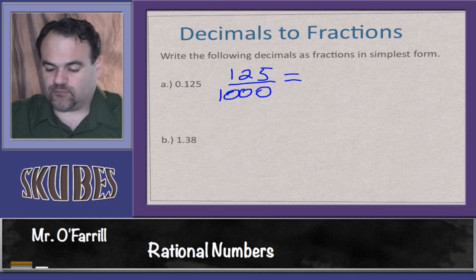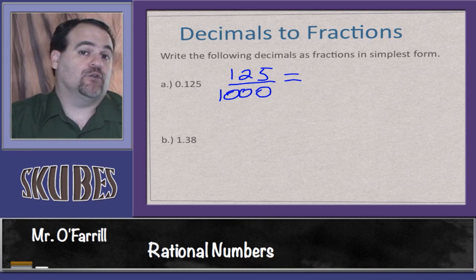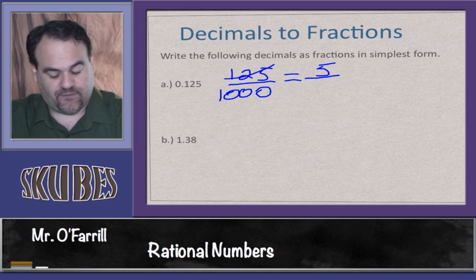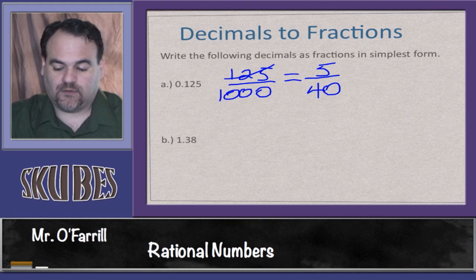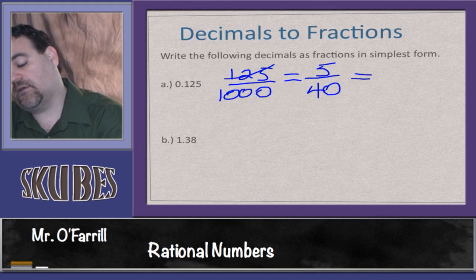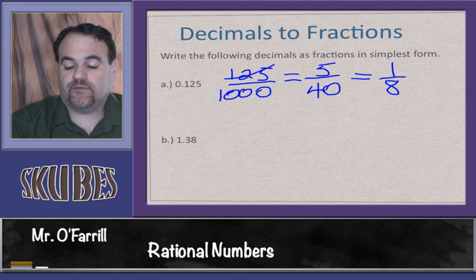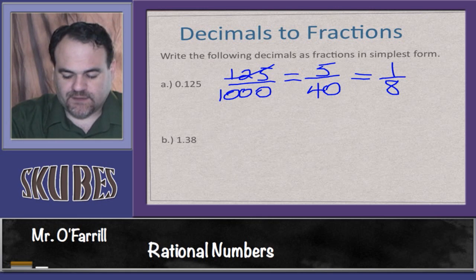I know right off the bat that 25 goes into 125, because 125, I memorized for other purposes, is 5 cubed. So I know 25 goes into it. 25 goes into 125 5 times. 25 goes into 1,000 40 times. Oh, and 5 goes into 40 8 times. 0.125 is 1/8.